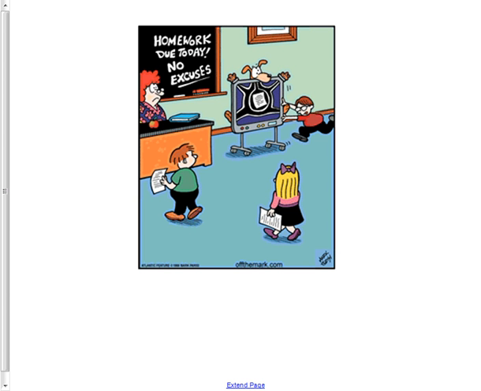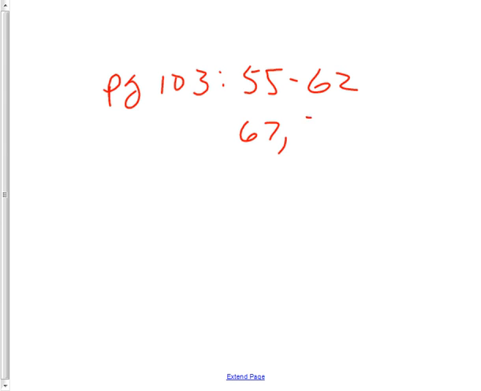All right. I think that's enough practice problems for now. So your assignment is right here. It is page 103, 55 to 62, 67, and 72 to 76. It's not that long, but kind of medium size and kind of medium difficulty. All right, there you go.